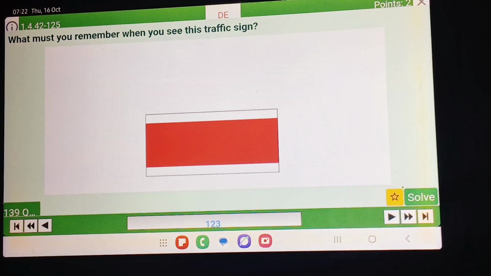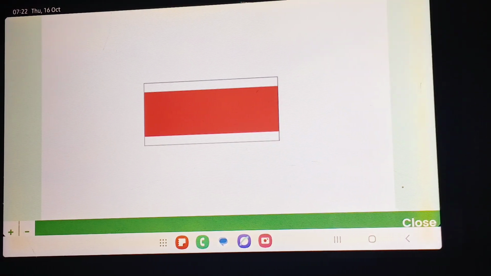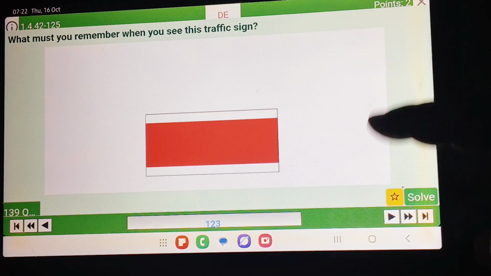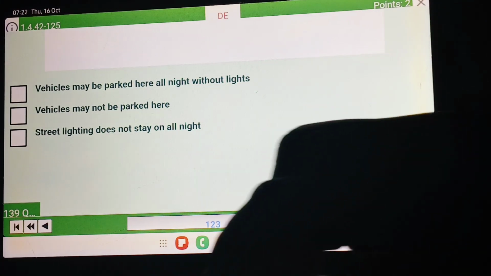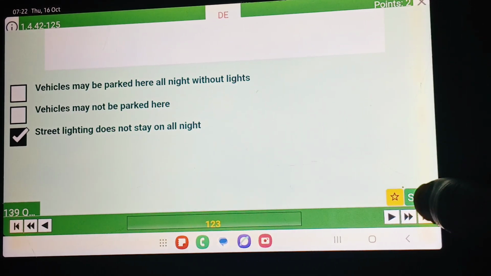What must you remember when you see this traffic sign? When you see this traffic sign, it is telling you that the street light on this road does not stay on all night. So in case you are driving or you want to park your vehicle there, the street light does not stay on all night. That's what it means.